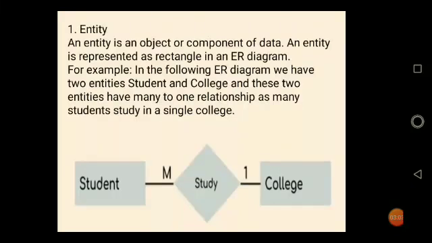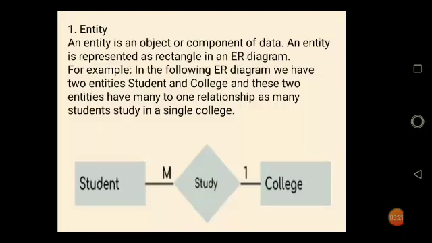What is an entity? It is an object. For example, a student is an entity and college is an entity. So how do we say that it is an entity? It is given in a rectangle shape. So an entity should be represented in a rectangle shape, and this student is studying in this college.